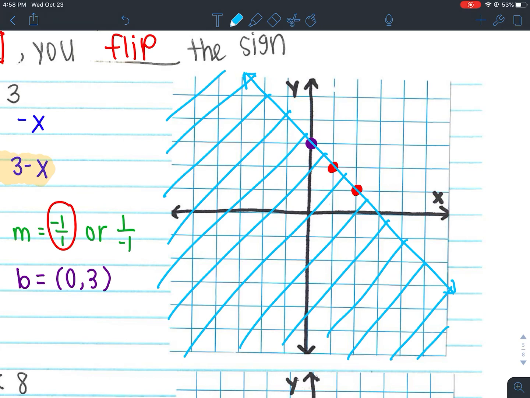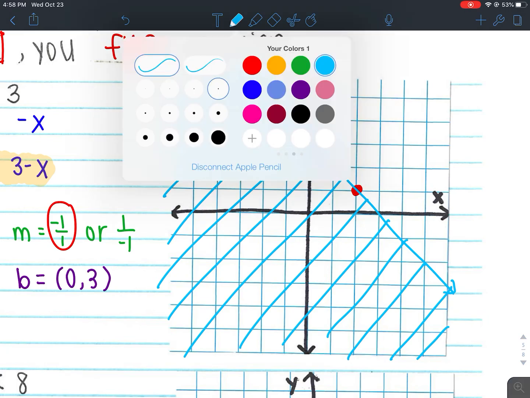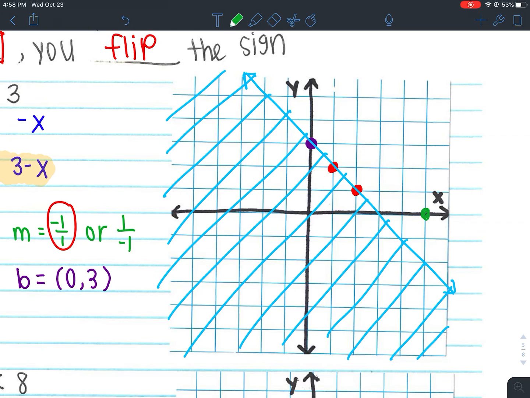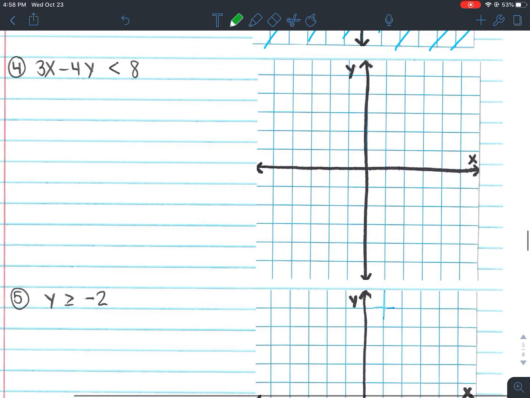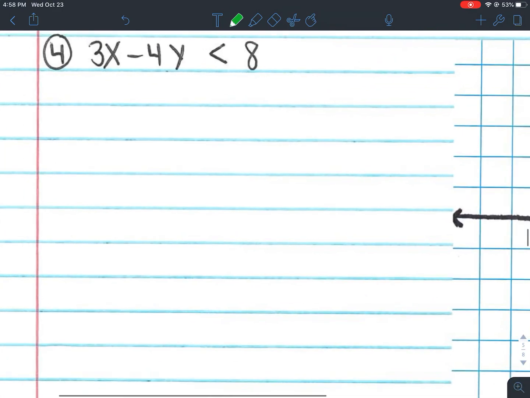So for example, the point (0, 3) is a solution because the line goes through that point and it's a solid line. (0, 0) is also a solution, but the point, let's see what's a non-solution. The point (5, 0) would be a non-solution because it's in the non-shaded area, okay? So solutions are in the shaded, non-solutions are in the non-shaded. Because the line is a solid line that is equal to, any point on it is also a solution.